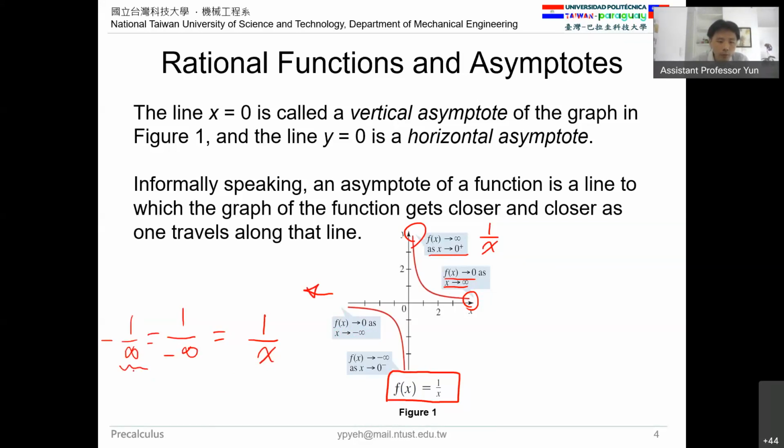So this term will approach zero. Okay, so you can imagine that when x approaches negative infinity here, f of x will approach zero as well. And the same when x approaches zero from the left-hand side, f of x will approach negative infinity here. Okay, so that's what we learned last week.